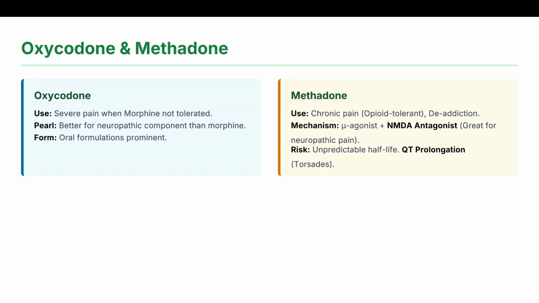Methadone is used for chronic opioid tolerant pain, de-addiction from morphine. Mechanism is mu agonist plus NMDA antagonist, great for neuropathic pain. The problem with methadone is unpredictable half-life and QT prolongation, which can lead to torsades de pointes in a rare case scenario.